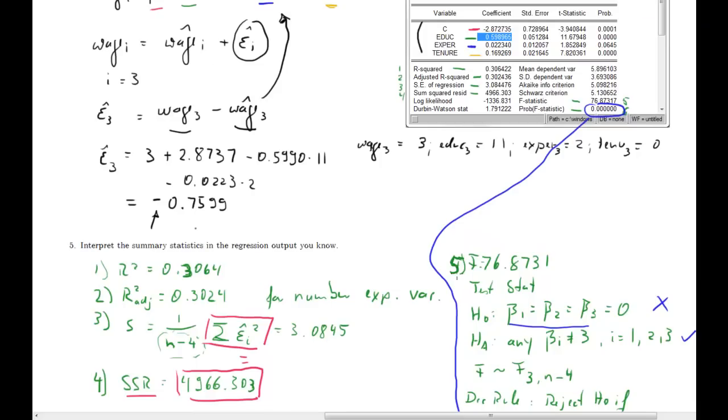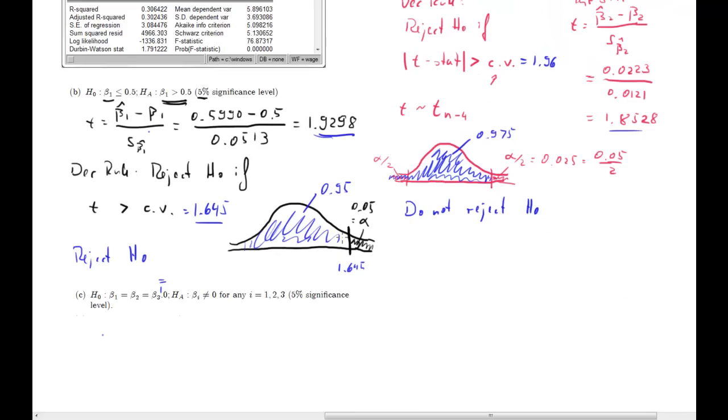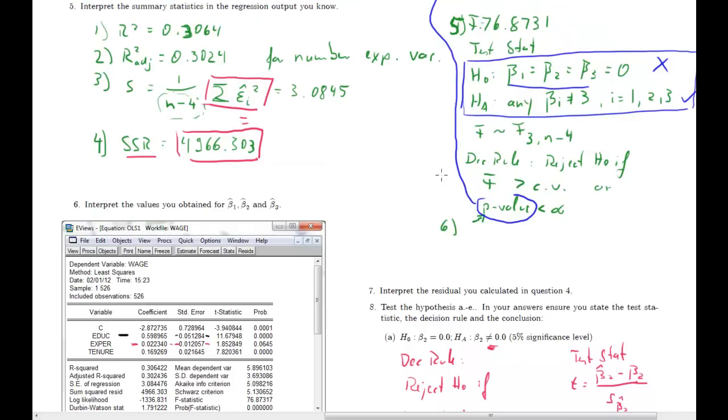the statistics given in here, our statistic 5, the F statistic, was exactly the statistic we needed to test this hypothesis that all the three coefficients, beta 1, beta 2, and beta 3, are equal to 0. So in a way, we've done all the calculations already for the test. All we need to do now, and we said here, we reject H0 if F is larger than the critical value, and our F stat was 76.87.